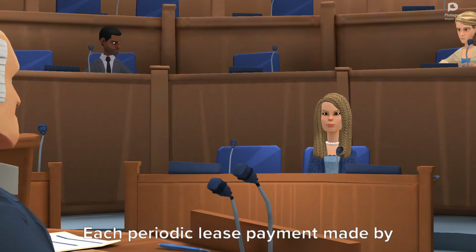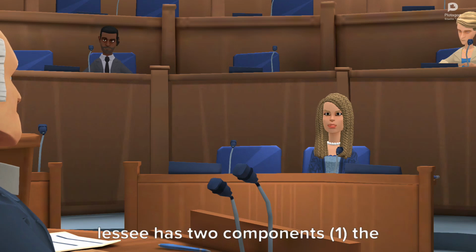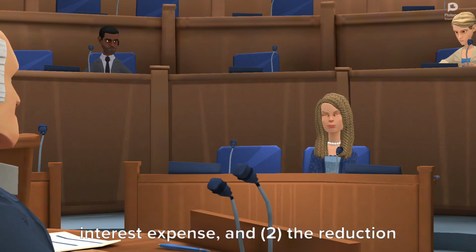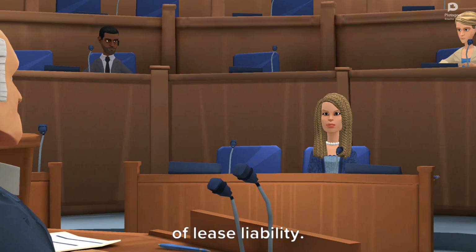Each periodic lease payment made by the lessee has two components: 1. The interest expense, and 2. The reduction of lease liability.